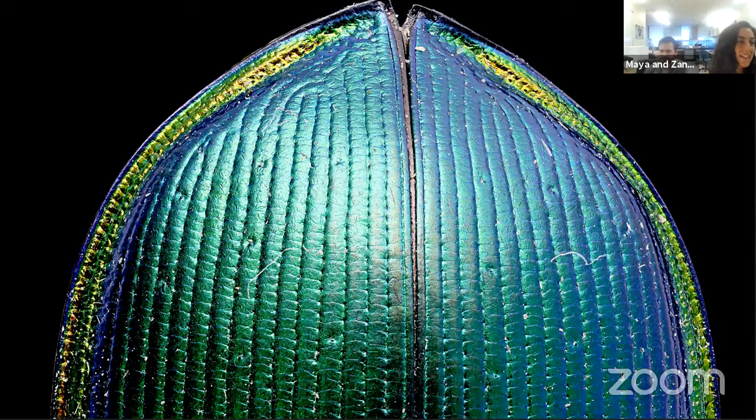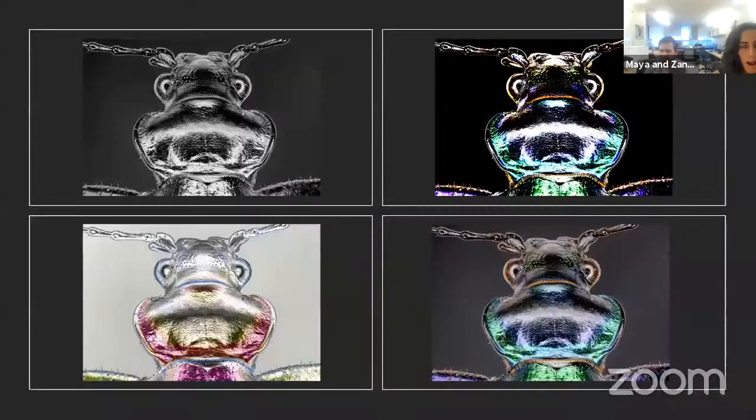So this next photo, I kind of went crazy here. Kind of this Andy Warhol vibe. This is the front part of the insect, its head. And the bottom right corner here is the actual insect with its actual colors. And then I just messed around in Photoshop to create these other images. But yeah.